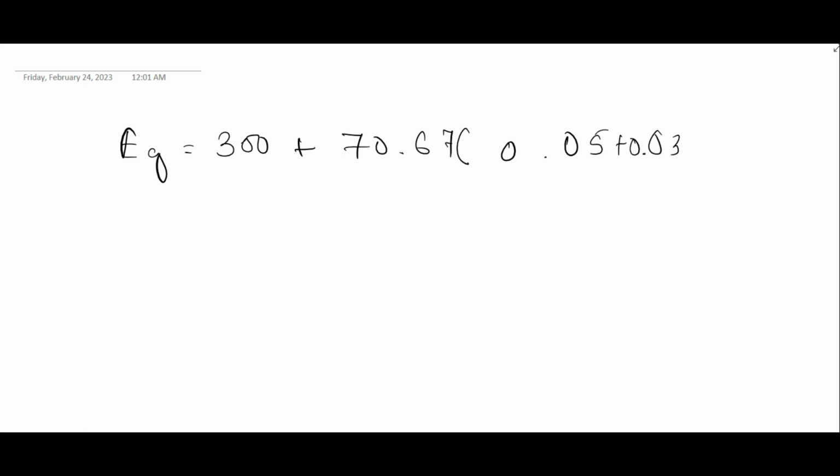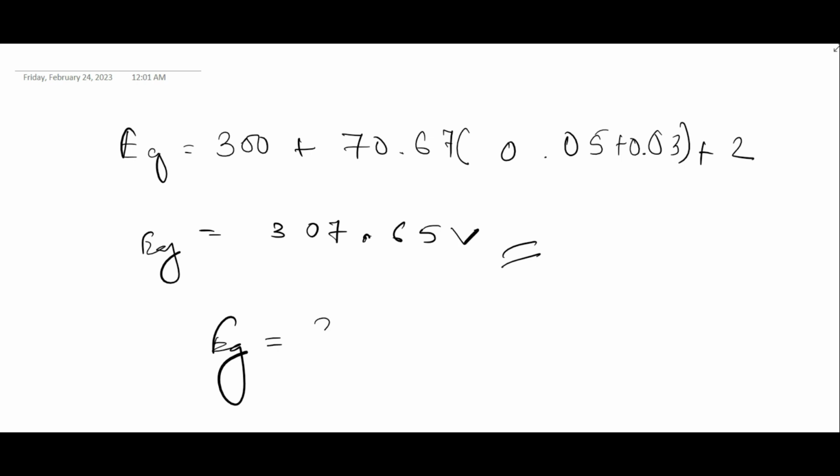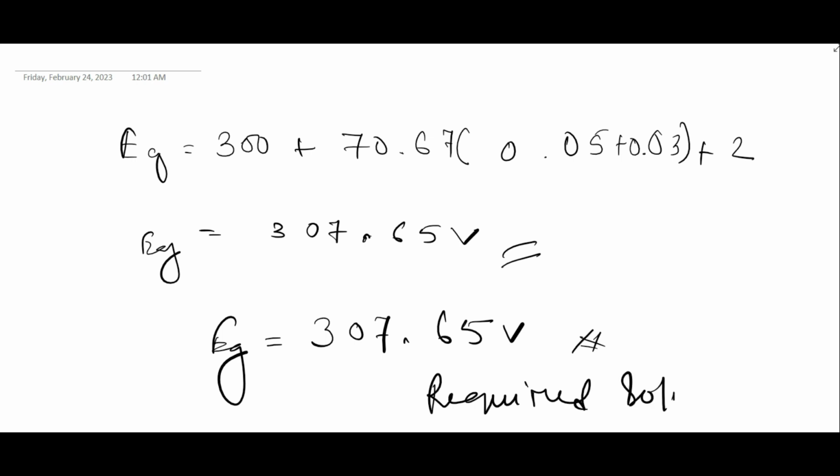From this equation, Eg equal to 300 plus 70.67 into 0.05 plus 0.03, plus 2 volts. This gives 307.65 volt. This is our generated EMF in the compound shunt generator. So Eg, the generated EMF, equal to 307.65 volt. Now this is our required solution. Thank you.